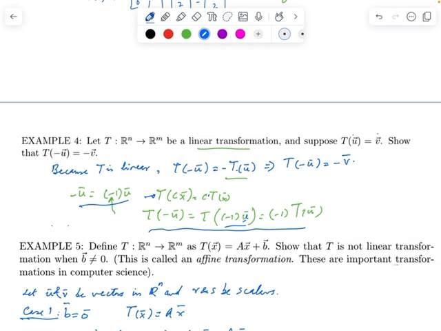So the negative 1 can come out because of linearity. So we get negative of negative 1 times T of u, but T of u is v. So we end up getting T of negative u is equal to negative v. And that's what we had to prove.